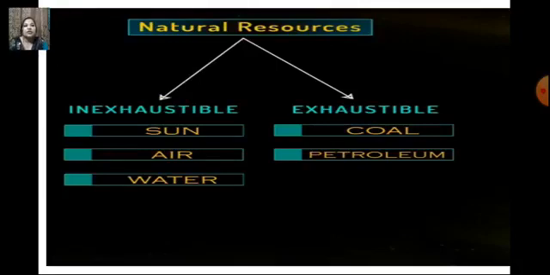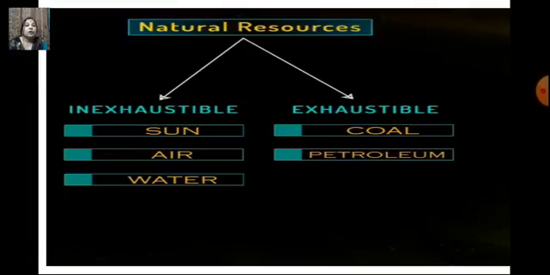The natural resources can be divided into exhaustible and inexhaustible. Now inexhaustible means they are found in abundance in nature and are not going to end. And exhaustible resources means we have a limited stock of these resources, which may end in the coming, say, 50 to 100 years, like coal and petroleum.